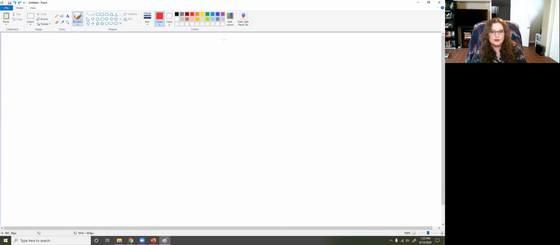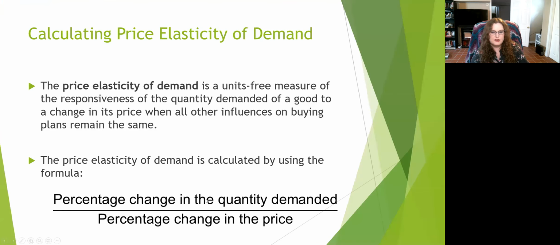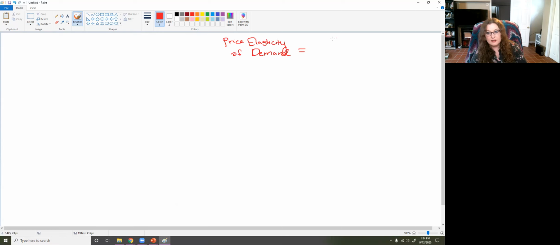So we're going to want our price elasticity of demand. So this is going to be equal to, let's go back to what our equation looks like, the percentage change in quantity demand over the percentage change in price. So the way that I tend to write that is percentage change in quantity demand over percentage change in price.